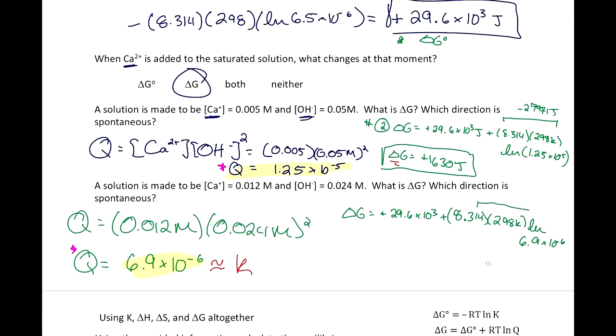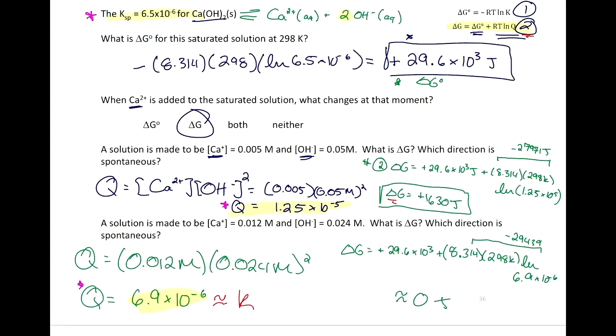I think when you put all of that into your calculator, you get negative 29439, and you essentially get a number that is very close to 0 joules, very close. So when you see that, that means that there is no driving force for the forward or the reverse reaction to occur at all. You're already at equilibrium conditions. The forward and reverse reactions are both happening, right? Because we don't have a positive delta G or a negative delta G, so there's no push for one forward or reverse reaction.